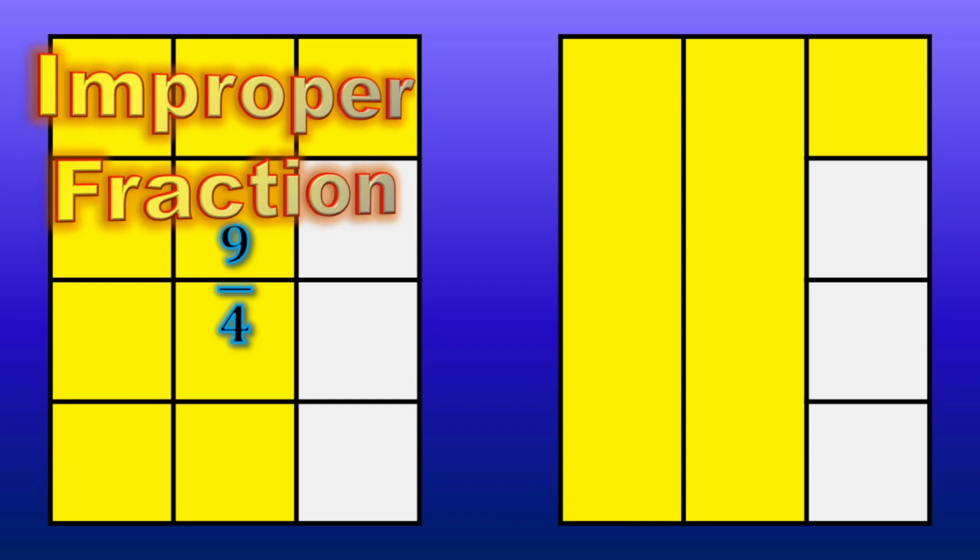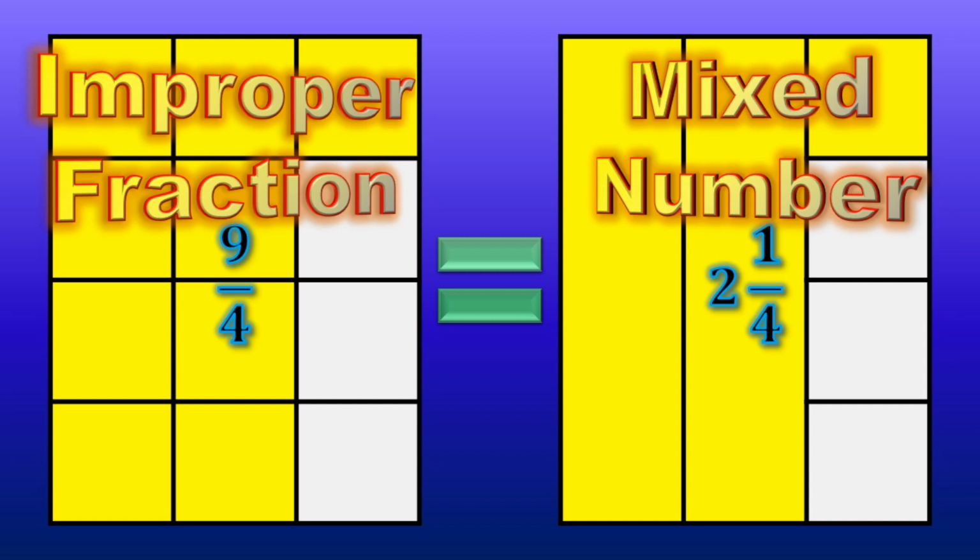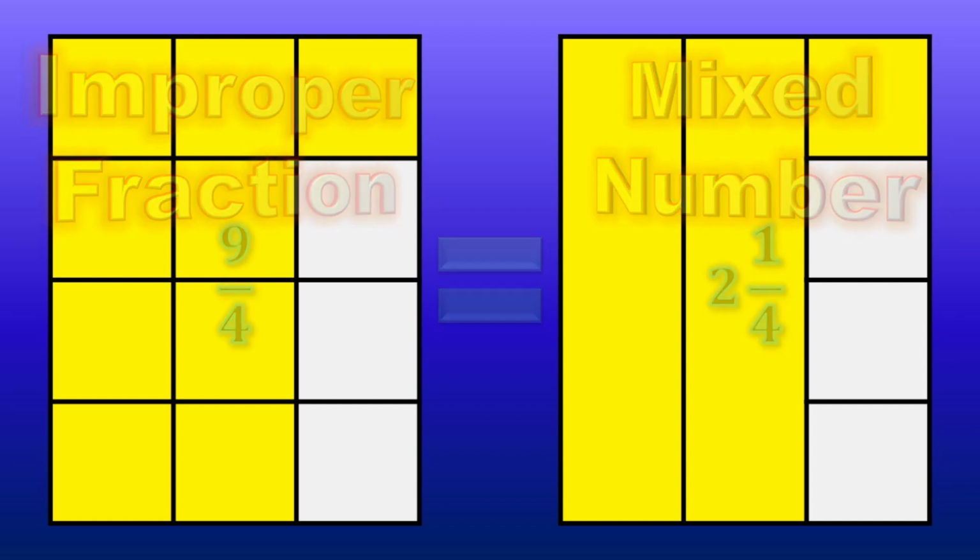9 divided by 4 equals 2 with a remainder of 1. That is 2 1/4. Now, the addition of a whole number and a fraction is called a mixed number or mixed fraction. 9/4 or 2 1/4 are the same thing.